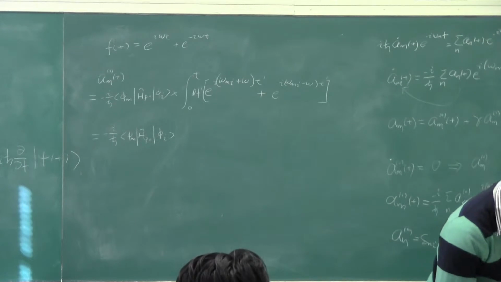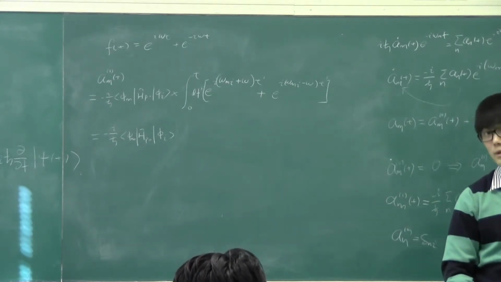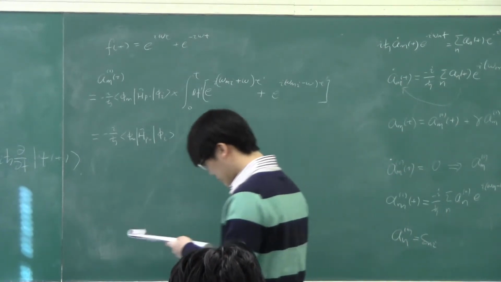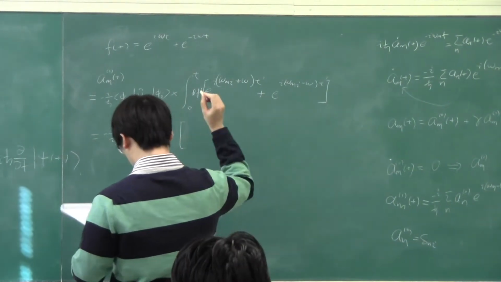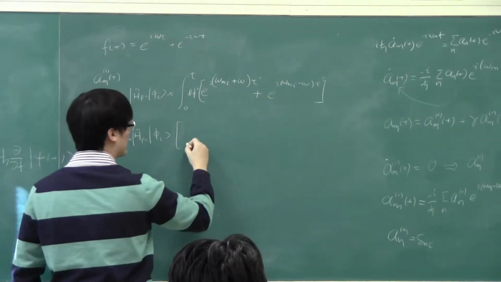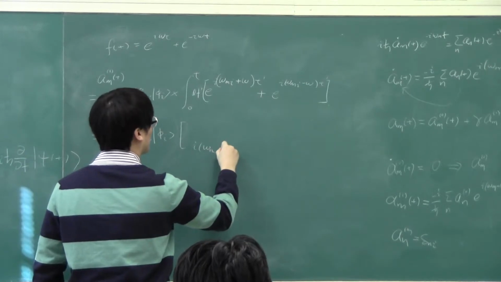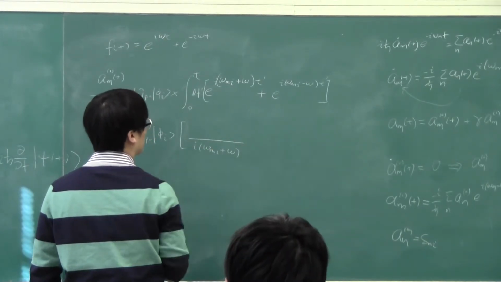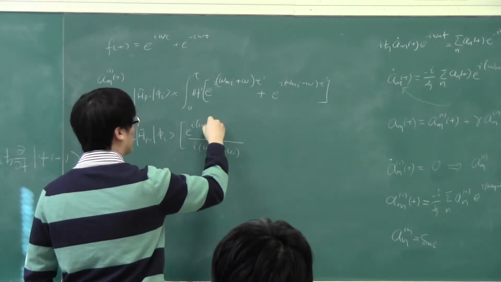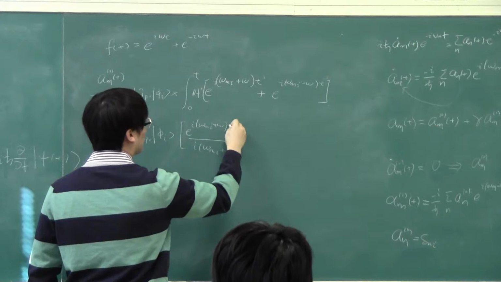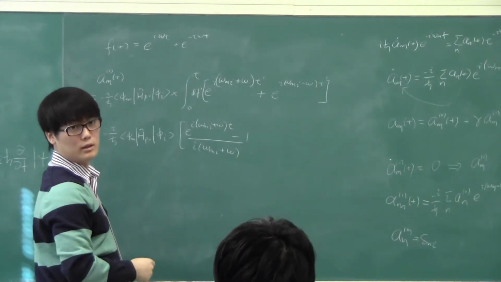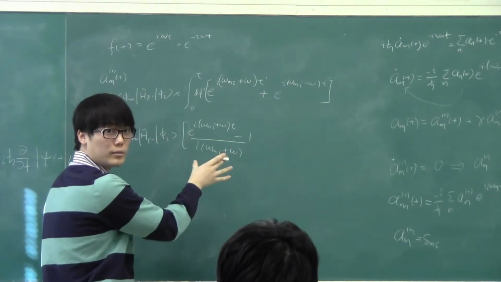I'm going to skip some steps. Does everybody know how to integrate this? Right? So when I do this, I'm going to get i(omega_mi plus omega), and then up here, I'm going to get e to the i(omega_mi plus omega) evaluated at t, minus 1.